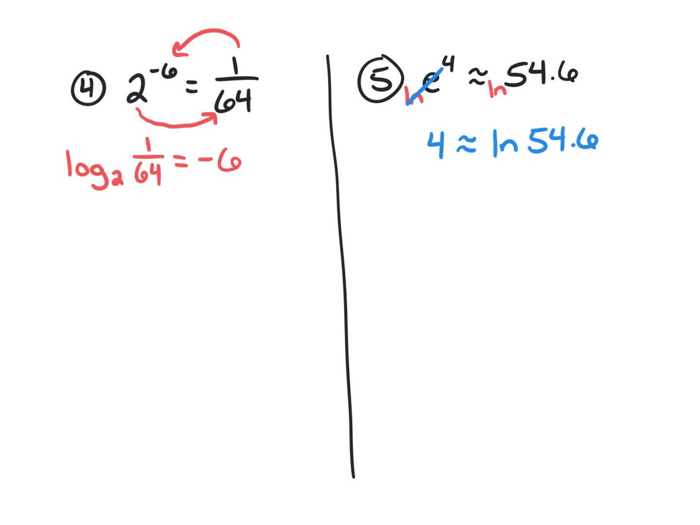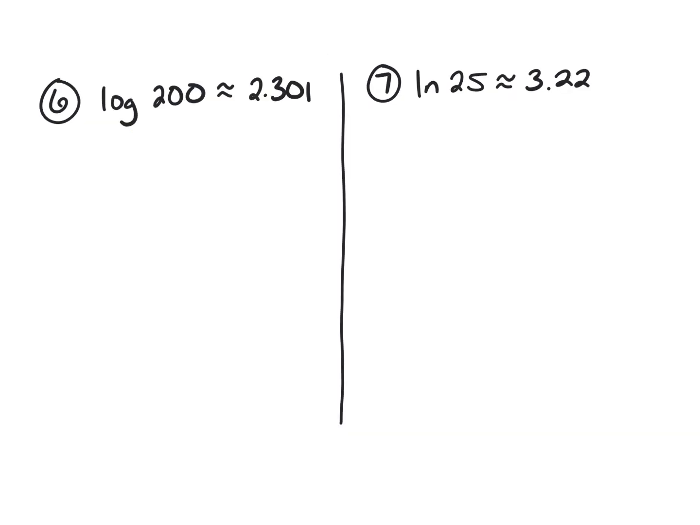This one over here is in common log form. This one is in natural log form. Okay, so that's all we needed to do on those. Now, on 6 and 7, we're going backwards. So now we're going from logarithm form to exponential form.